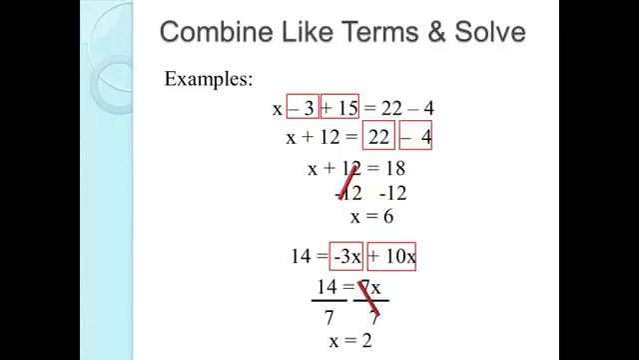To check, we can plug x back into the equation. Negative 3 times 2 is negative 6, and 10 times 2 is 20. Negative 6 plus 20 gives us the answer of 14, so we know that x equals 2 is the correct answer.